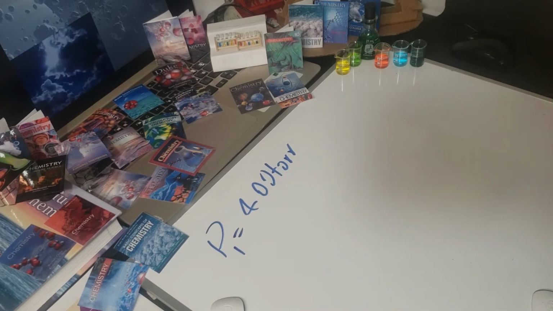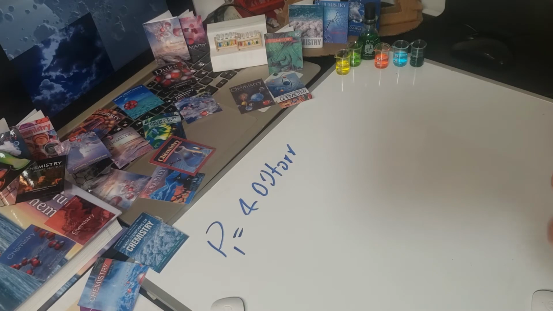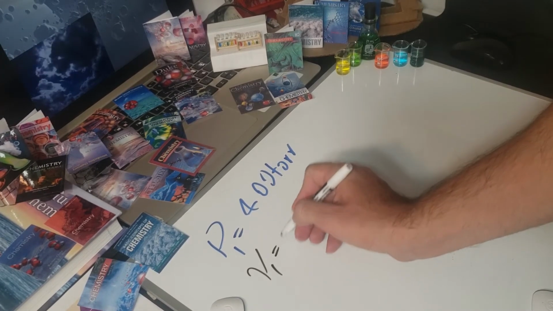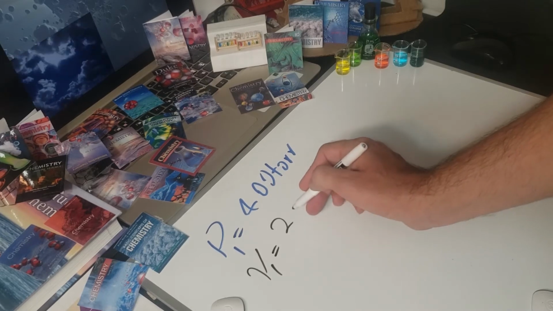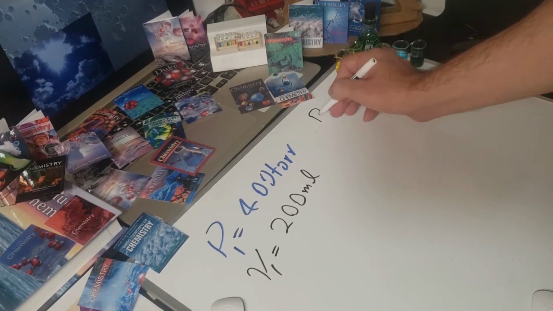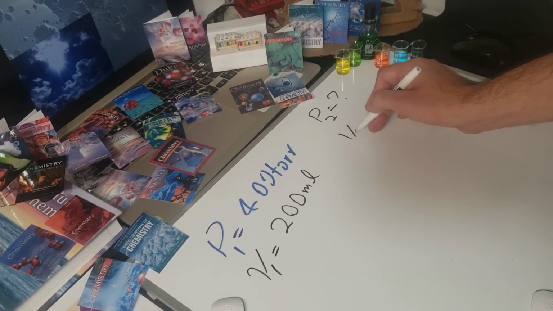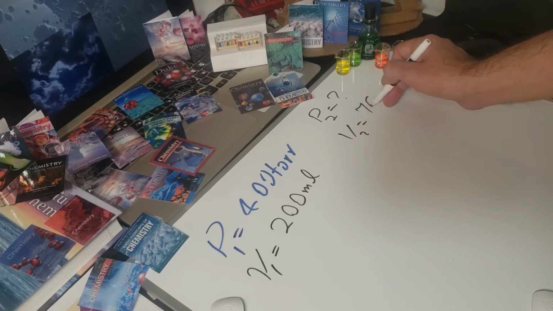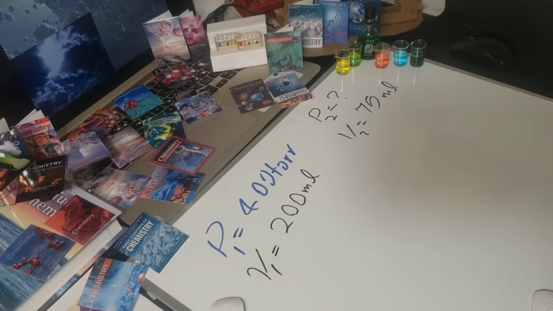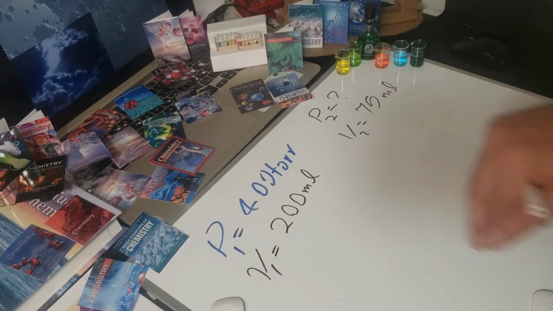Let's use my other marker so that I can write smaller and be more careful about my space. V1, the volume, is 200 milliliters, and we're asked what P2 would be if the volume is now decreased to 75 milliliters. Okay, so first I have to convert my pressure and volumes to liters.